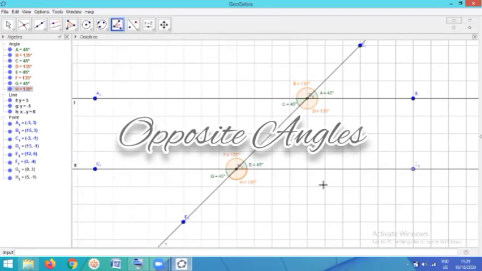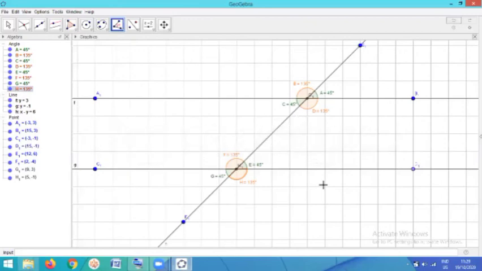The next is opposite angles. The figure shows angle B and angle D are opposite. Notice that angle B and angle D have the same size. So we conclude that opposite angles have the same size.